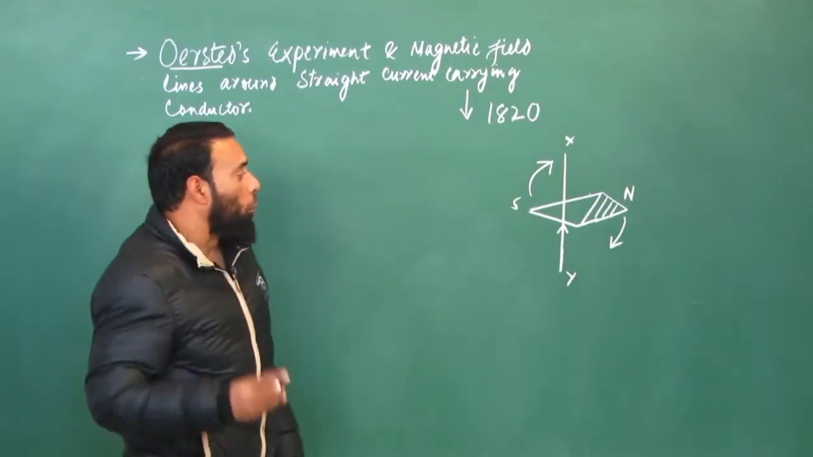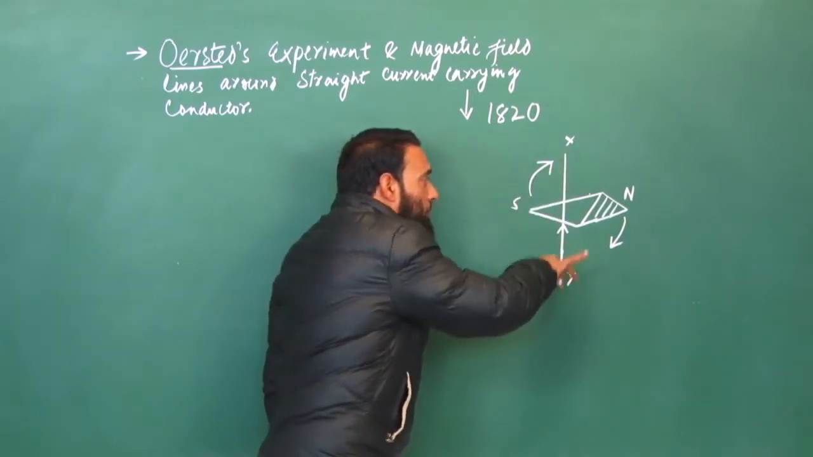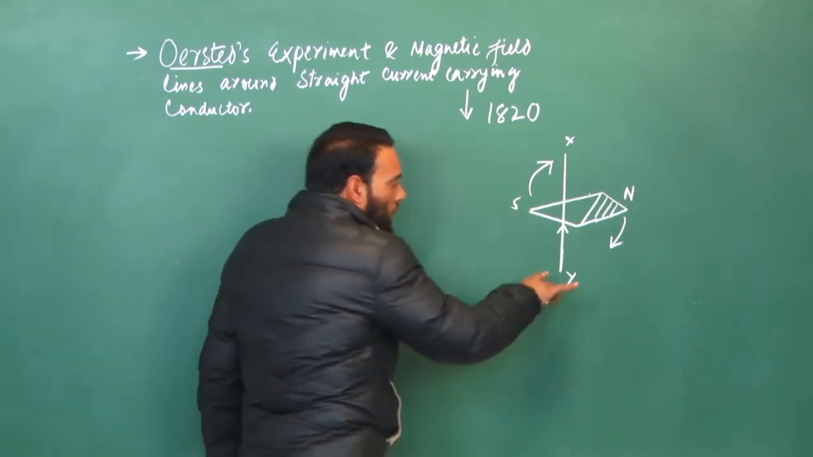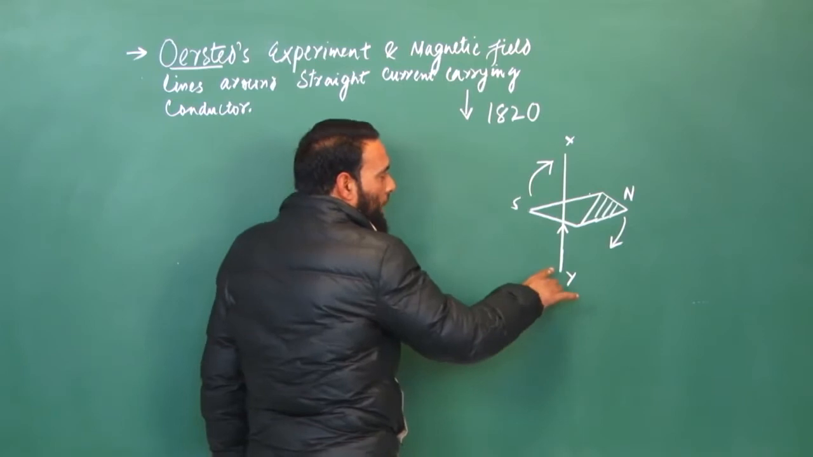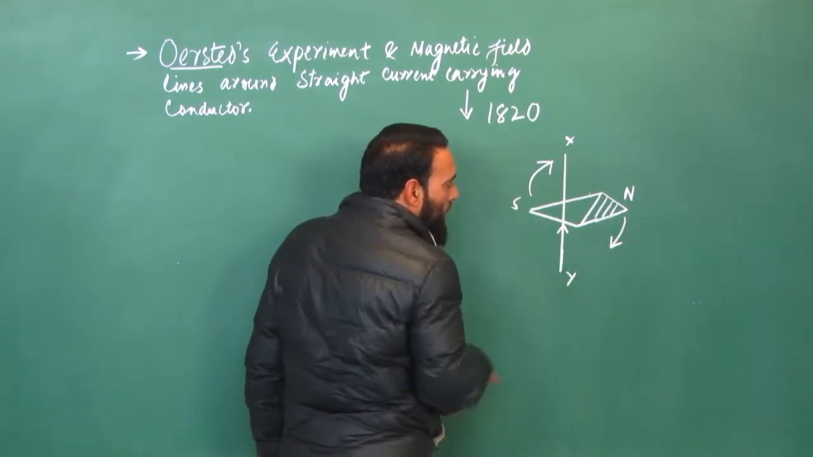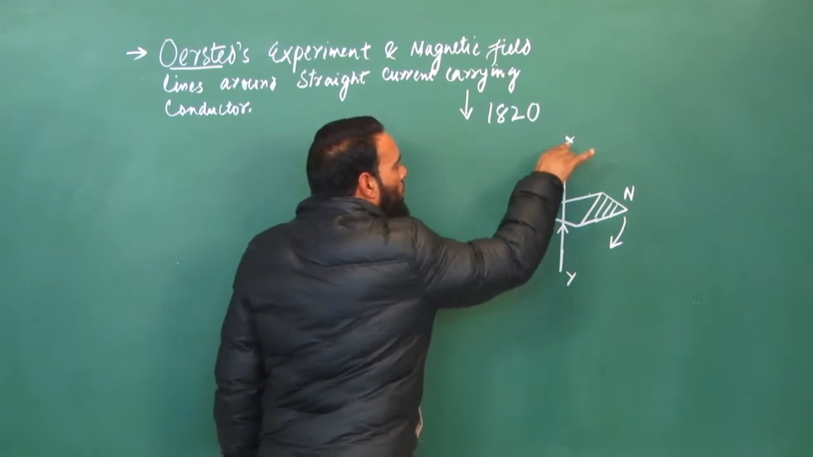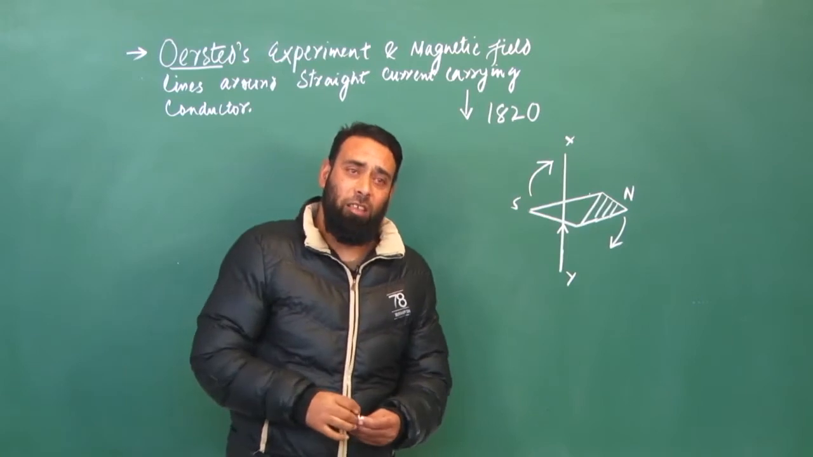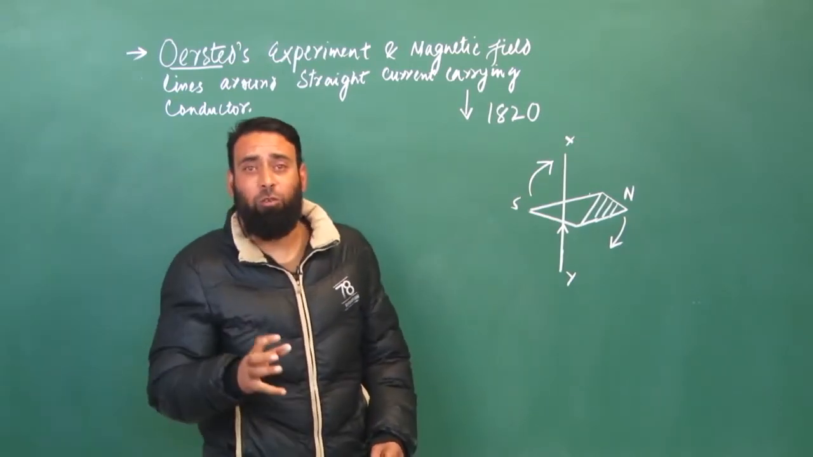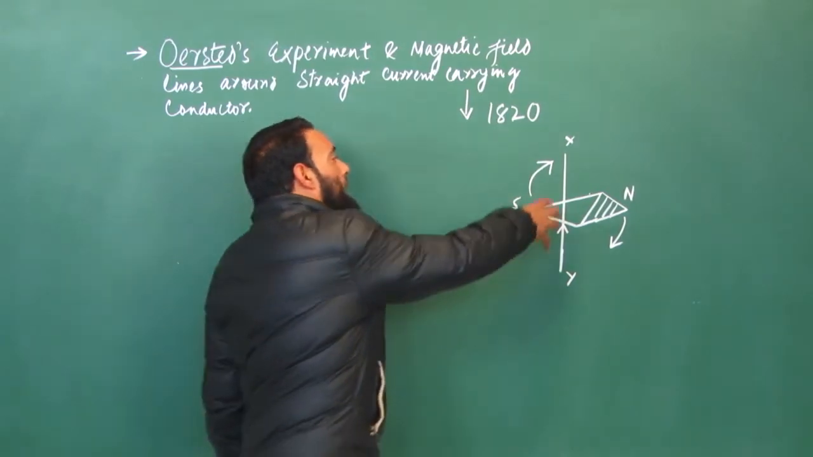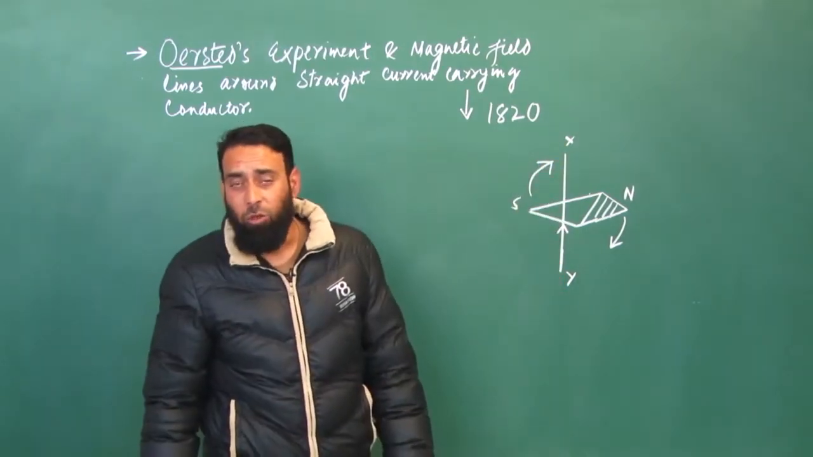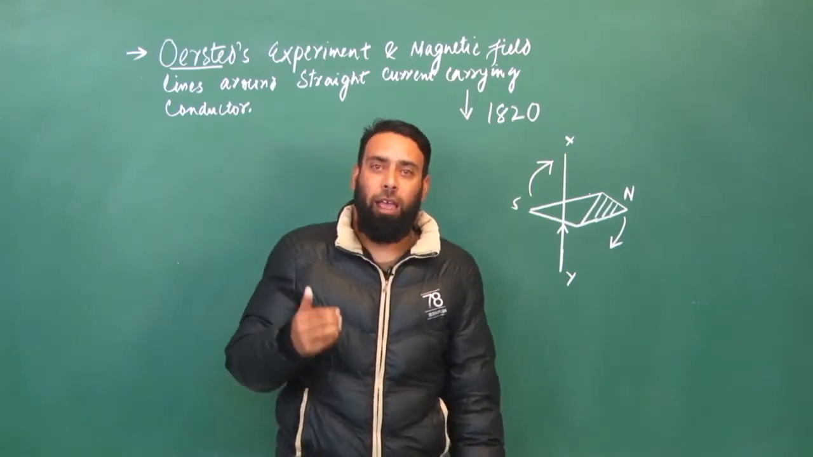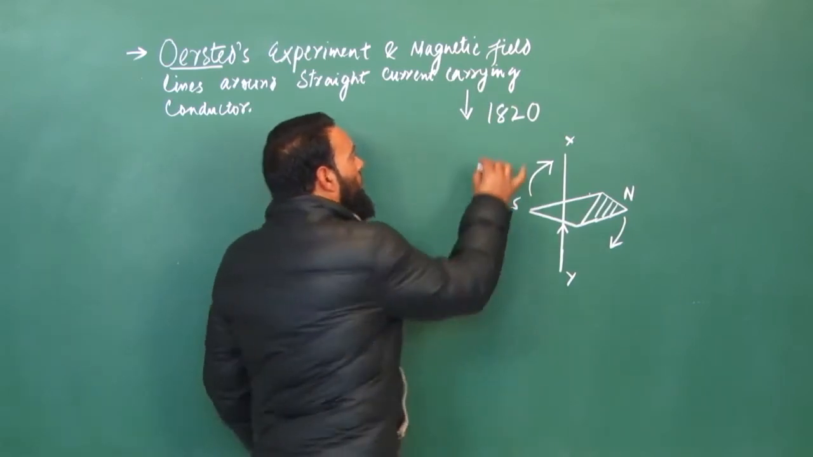So when a current is flowing through the conductor, that conductor becomes a magnet, and the opposite poles of the two magnets attract. The Y side, through which the current enters, becomes the south, and the north of the needle moves towards the south, and the south of the needle moves towards X, which is the north of the conductor. So as per Oersted's experiment, it is clear that any current carrying conductor behaves as a magnet. This was the concept given by Hans Christian Oersted in 1820.